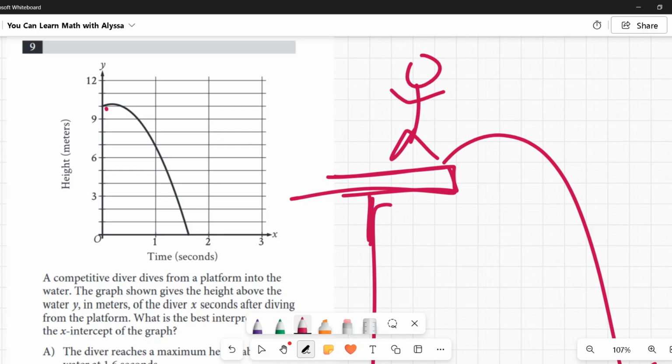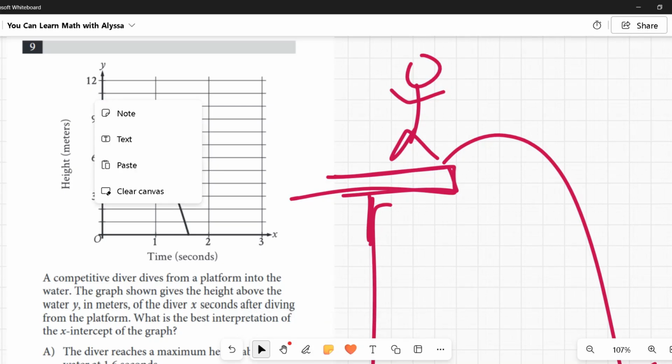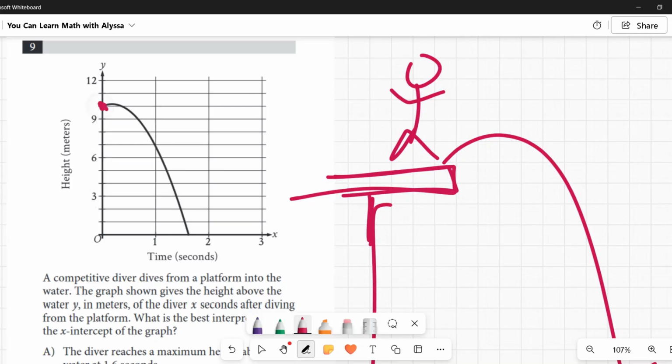At 0 seconds, they have not yet dove. And they're up here at like 10 meters. And then he gets slightly higher because he jumps up. At like 0.2, 0.3 seconds in, he's a little bit higher than the platform. And then as time progresses, he's diving down, diving down, until about the time of maybe 1.6 or 1.7, because it's a little past 1.5. He's at 0 meters. So he's in the pool.